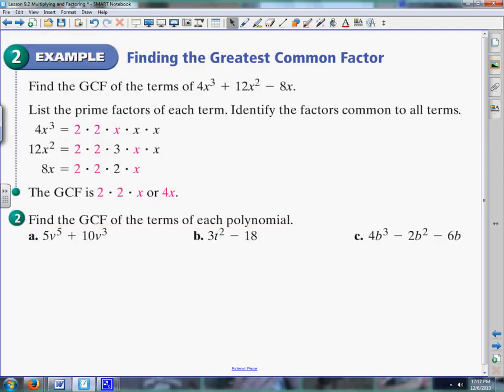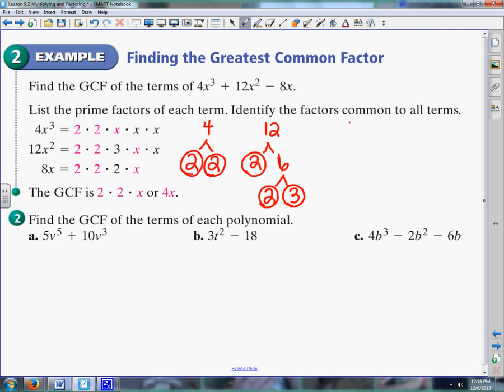So, finding the greatest common factor. Find the GCF of the terms 4x to the third plus 12x squared minus 8x. If you remember this, we did this last year, and you could take the number 4 and we drew these little trees. Do you remember this? 12, and then you did 2 times 6 and 2 times 3, and then you would circle your prime factorization, and then you'd have 8. And then you would circle, this is 2 times 4, and this is 2 times 2.